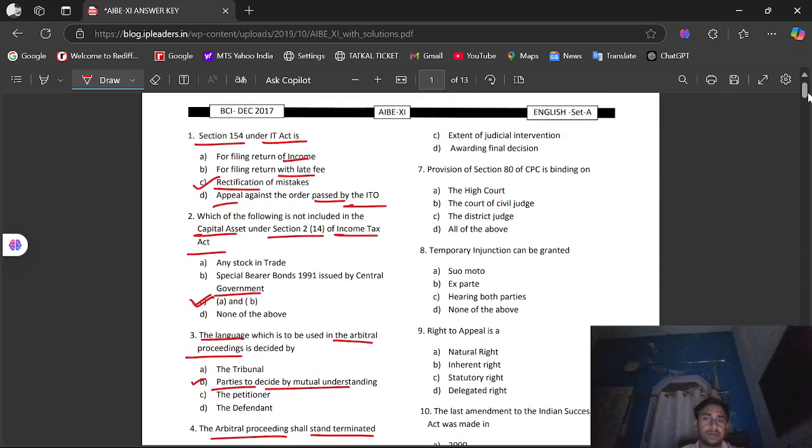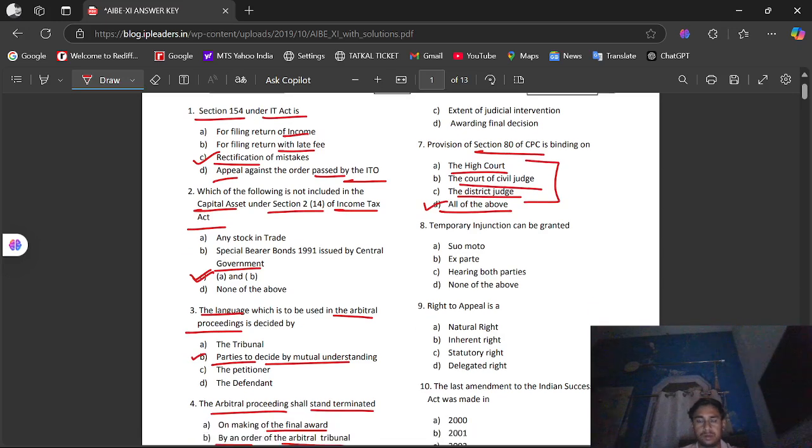Question number 7. Provision of section 80 of CPC is binding on option A, the High Court. Option B, the Court of Civil Judge. Option C, District Judge. Option D, all of the above. Its right option is option D, all of the above. So the provision of Section 80 of CPC is binding on all of these.